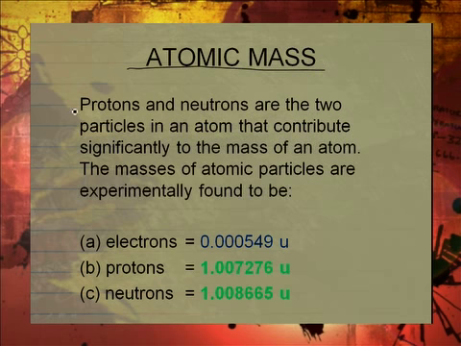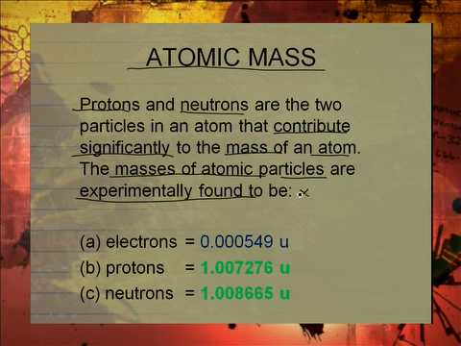Right, it's section number 2. Welcome, and we're continuing talking about the atom, and this time we're looking at the atomic mass. We've said that protons and neutrons are the two particles in an atom that contribute significantly to the mass of the atom. So those are the ones that we'll be looking at when we're talking about the atomic mass mainly, right? And the masses of atomic particles are experimentally found to be the following.